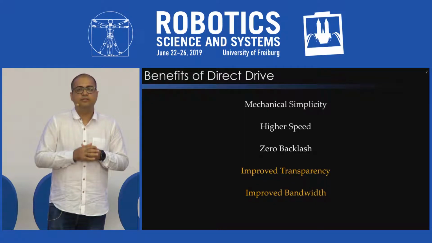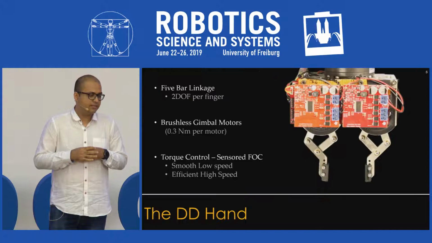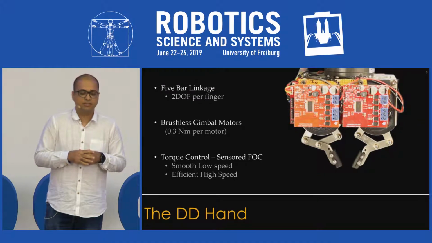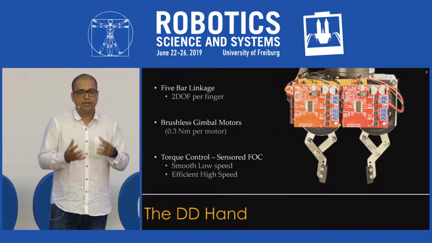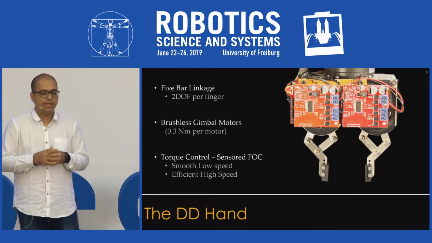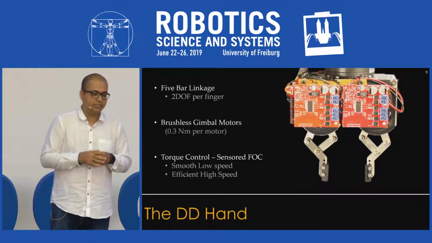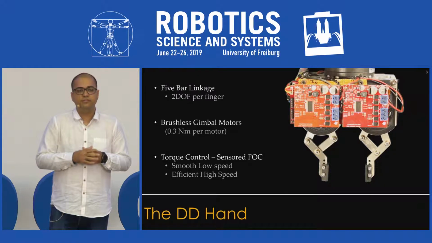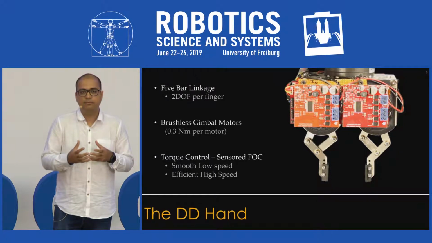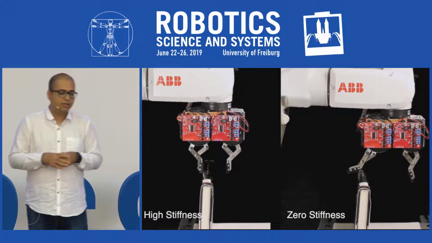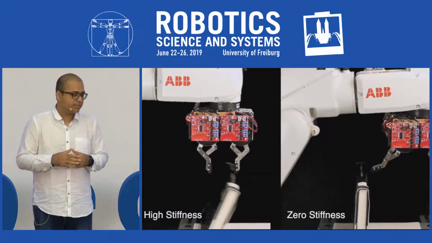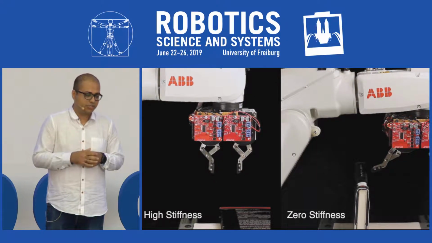We design a 4-degree of freedom direct drive hand with off-the-shelf brushless gimbal motors. The hand is capable of sensorless field-oriented torque control and high-speed operation. One advantage of using direct drive is that you get variable compliance effortlessly. Moreover, due to low reflected inertias, you have a light touch.